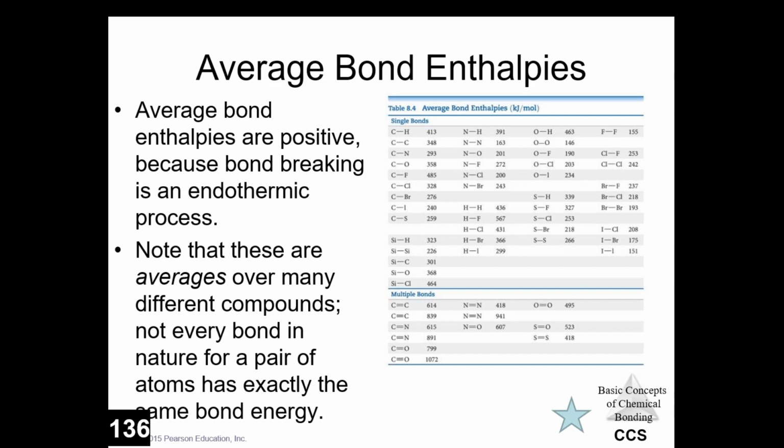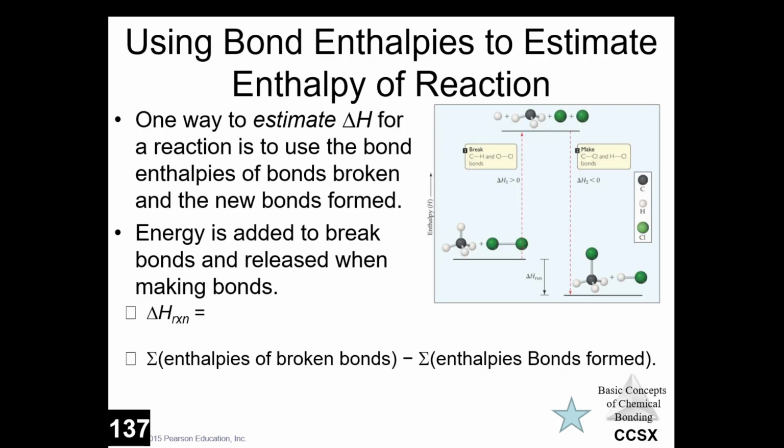Now, notice that these are average bond energies, because not every bond in nature for a pair of atoms has exactly the same bond energy. Okay. Now, we can use these bond energies to estimate the delta H, the enthalpy change for a reaction. So you've got bonds that are being broken, and that requires energy. Then you've got bonds being formed to make the products, and that returns energy.